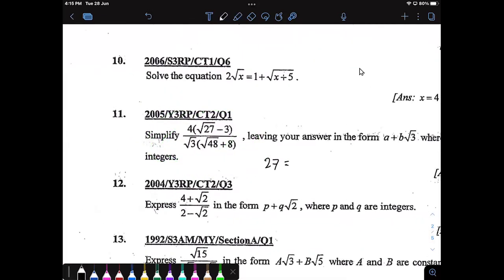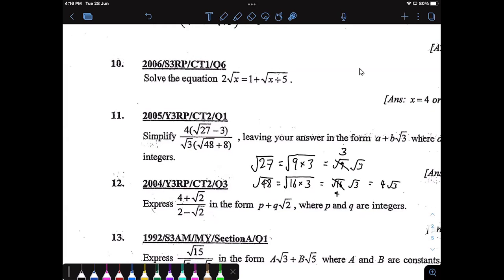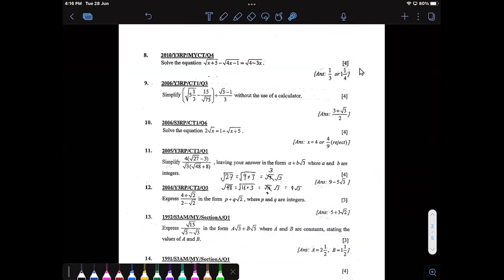Here, 27, you prime factorize it as 3 cubed. So it's really just 9 times 3. So square root 27 is square root 9 times 3, square root 9 square root 3. This is just 3 root 3. Likewise for your square root 48. I think it's 16 times 3. So square root 16 times 3 split up as square root 16 square root 3, which is 4 root 3. Square root 16 is 4. Okay, then I think that's enough hints for you to solve the question already. Multiply. Then the rest will be your homework for this one.